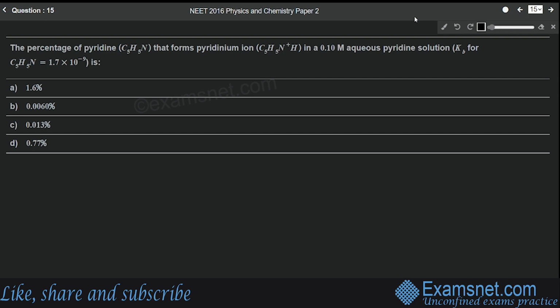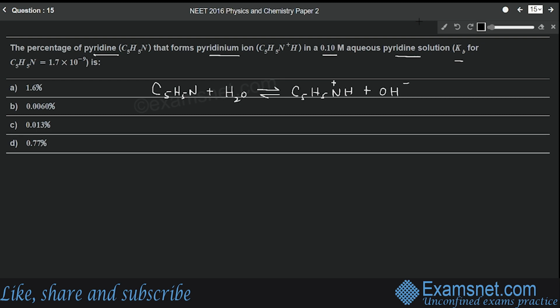Question number 15 is from the chapter equilibrium, and the question is the percentage of pyridine that forms pyridinium ion in a 0.10 molar aqueous pyridine solution is. Kb for pyridine is given. Now we know that pyridine is a weak base, right? So on reaction with water, let's write down the reaction. C5H5N is pyridine. Now it will react with water to give pyridinium ion, that is C5H5NH, with a positive charge on nitrogen, plus OH minus ion.